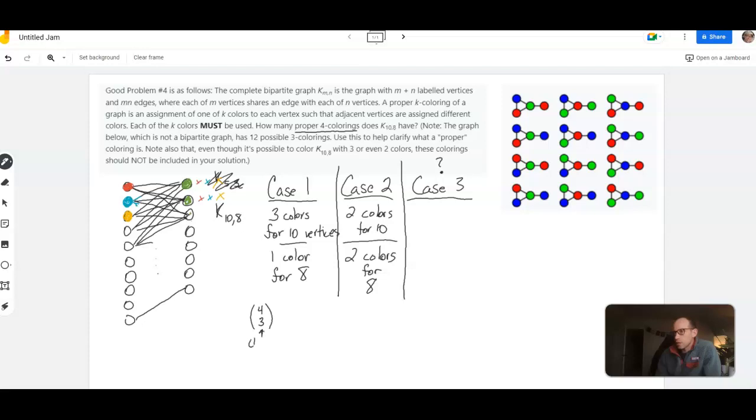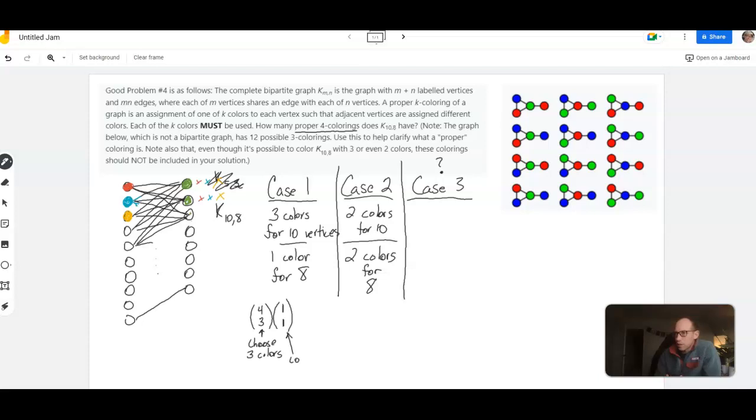So this is choose 3 colors. We have four possibilities. We're going to choose 3 of them. We're going to say which 3 are going to go with the 10 in that case. And then you have this one color, but you only have one color remaining. One choose one is just one. You don't really have to.